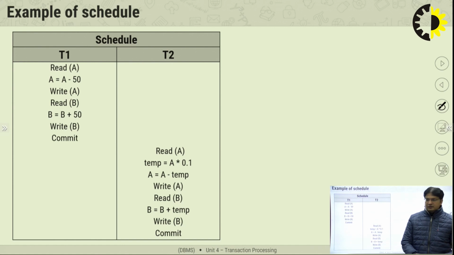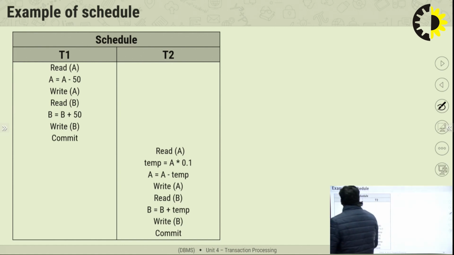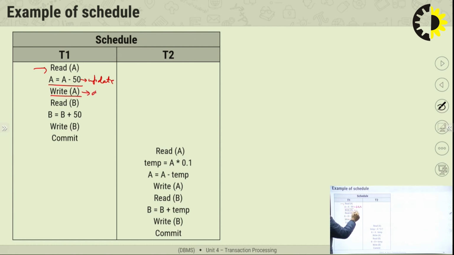Now in this schedule, first we will be reading the value of A, thereafter the value is being updated, then a write operation is being done, that is the values are being reflected in the disk. Then this amount will be transferred to account B. Here transferring is taking place. Before transferring, we need to read the value of B.